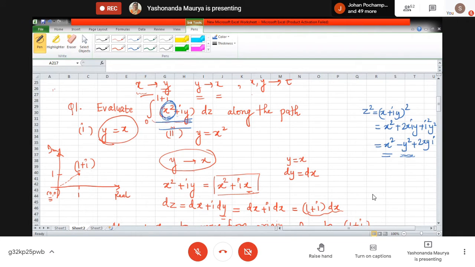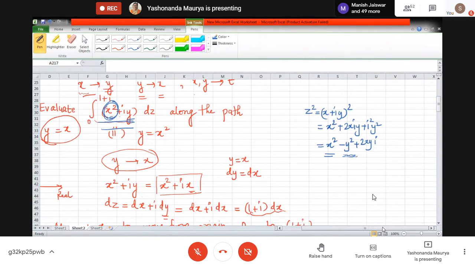Okay, so this function is not analytic. And there is one more way of checking analyticity. Can somebody help me? How do we check whether a given function is analytic or not? Can somebody tell me how we check whether a given function is analytic or not? Derivative of... I'm talking about the function. x.